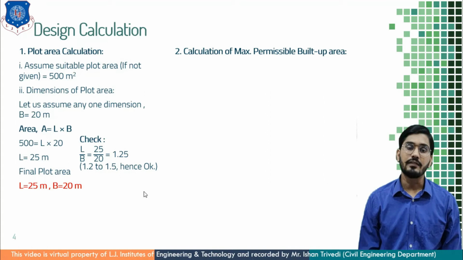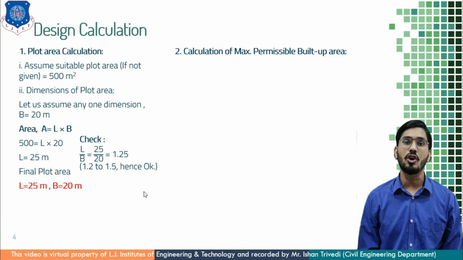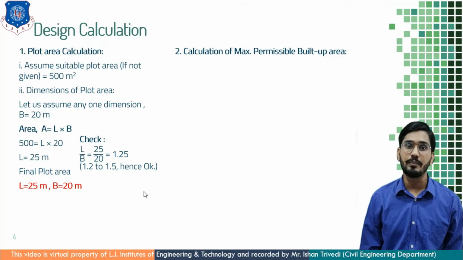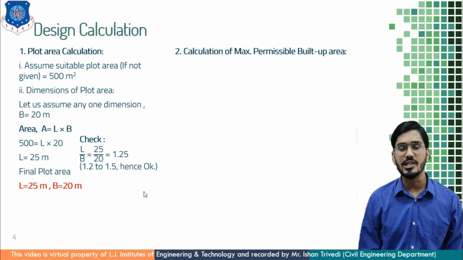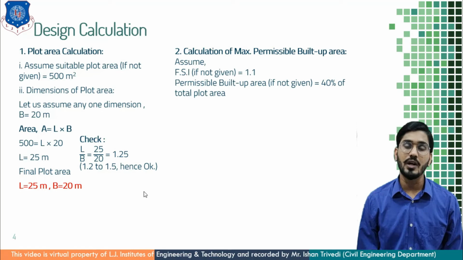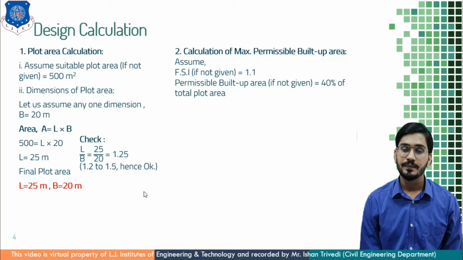Now I have to calculate the maximum permissible built up area. So our second step is calculation of maximum permissible built up area. So again you have to assume, if not given then assume it, and for that you have to assume the FSI. If plot area is more than 400 meters square, assume FSI 1.1. If it is less than 400 meters square, assume FSI 1.2. If not given, I'll assume.